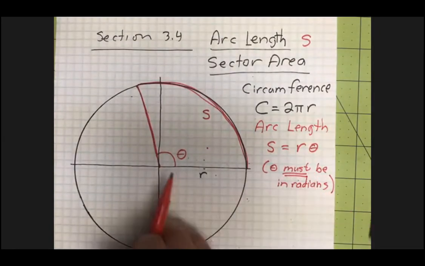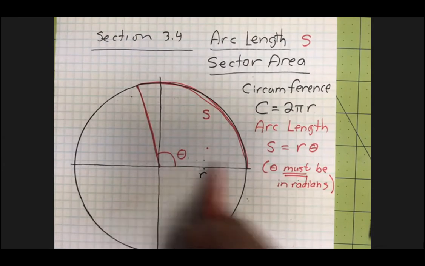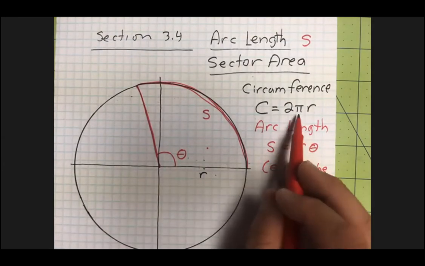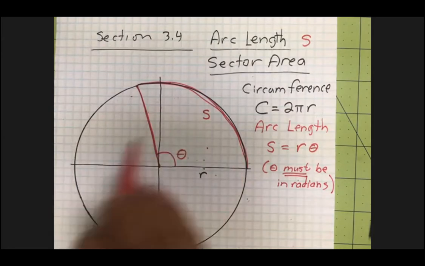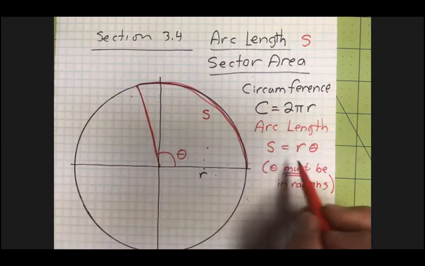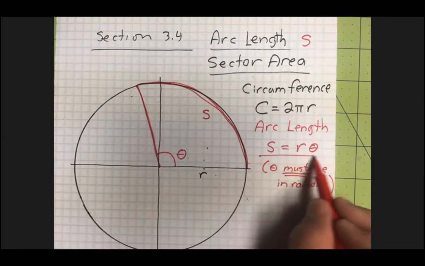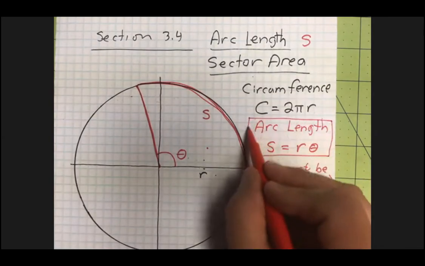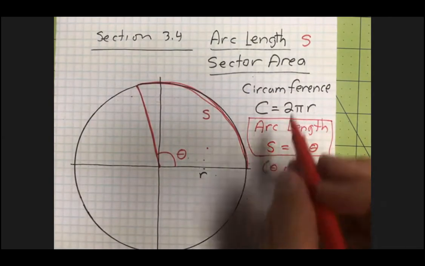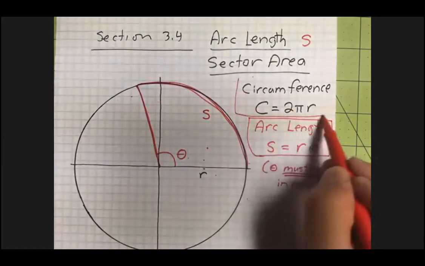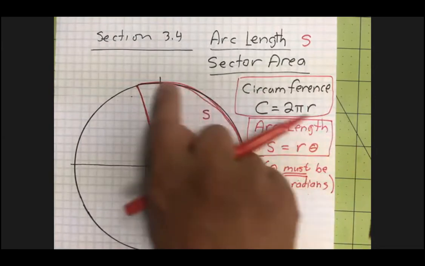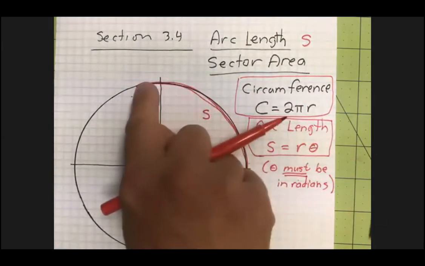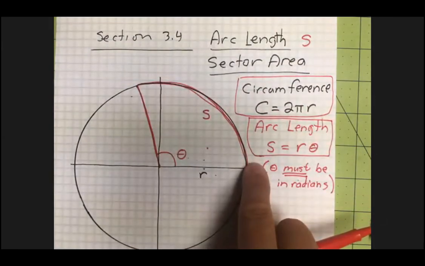So let's try it out. What if theta was 2 pi? Then I would have 2 pi r, which is the whole circle. What if theta was pi? I would have pi r, which is half the circumference of the circle. So this formula for arc length is just a way of expressing part of the circumference. But that's a really useful thing to know. Sometimes you don't want to know the whole circumference, you just want to know part of the circumference.